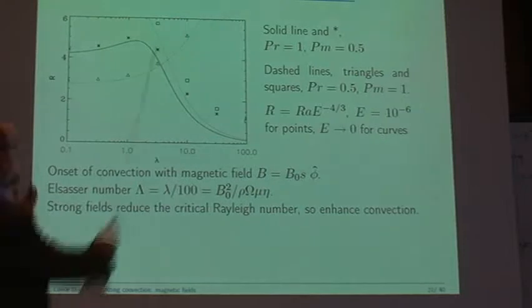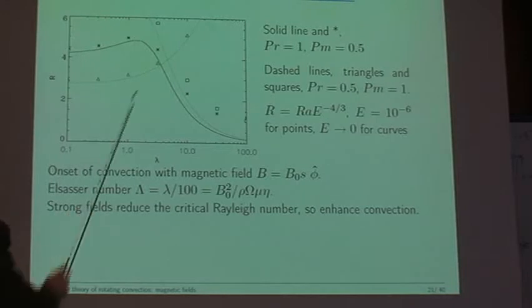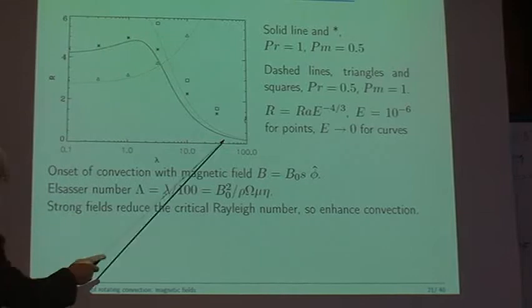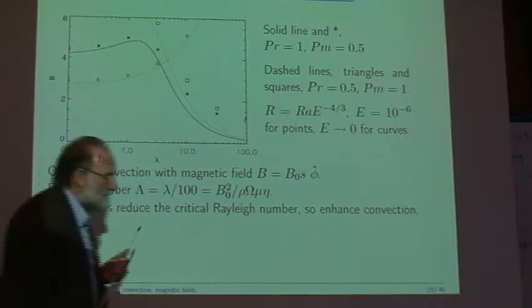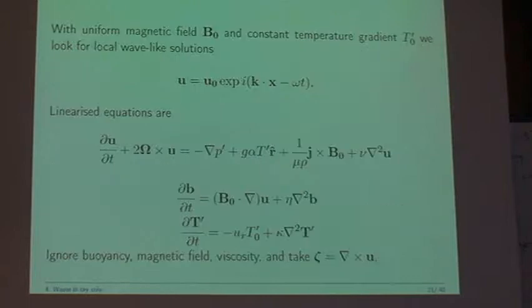Okay, magnetic fields can also reduce the critical Rayleigh number. So this is the typical plot of the critical Rayleigh number. As you increase the magnetic field strength, typically it goes up a bit at first, and then it goes down very considerably. And that's basically because we're breaking what's sometimes called the Proudman-Taylor constraint, or sometimes the Taylor-Proudman constraint. So what is that? Let's just talk a bit about that.